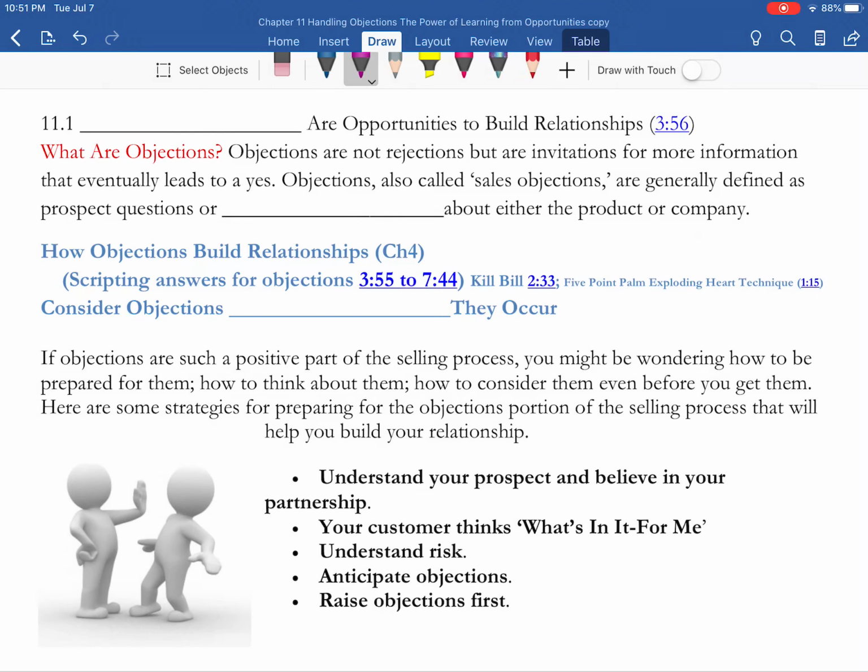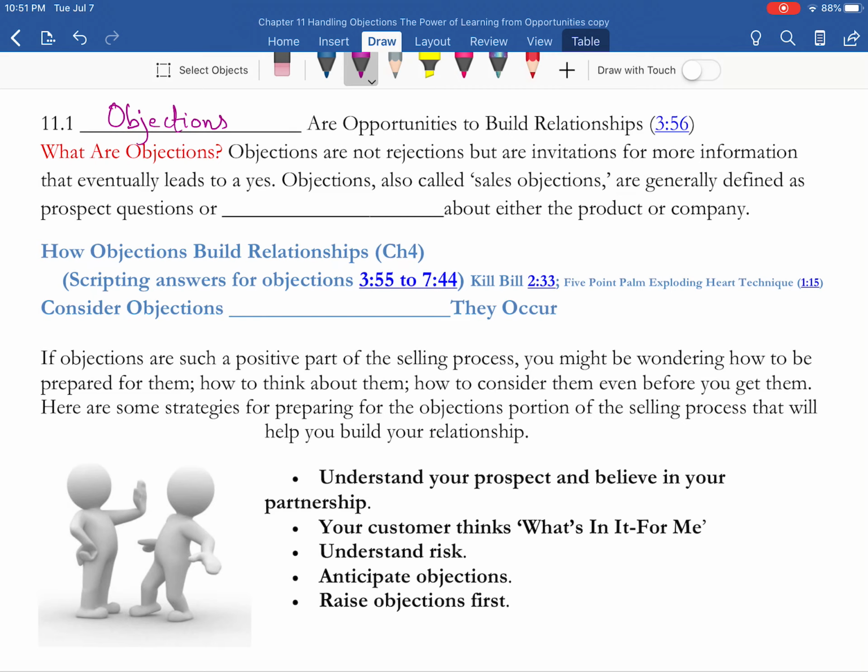We are in section 11.1. The book says the objections are actually opportunities to build relationships. Now, why would a customer object? The customer feels like they have heard enough from you during the presentation, but they are not convinced. So they really want to know whether it is suiting them or not.